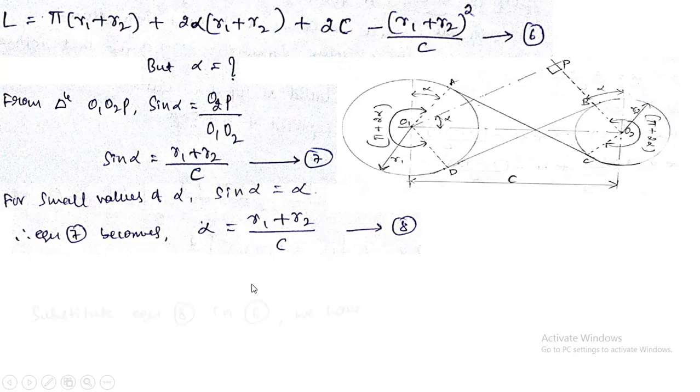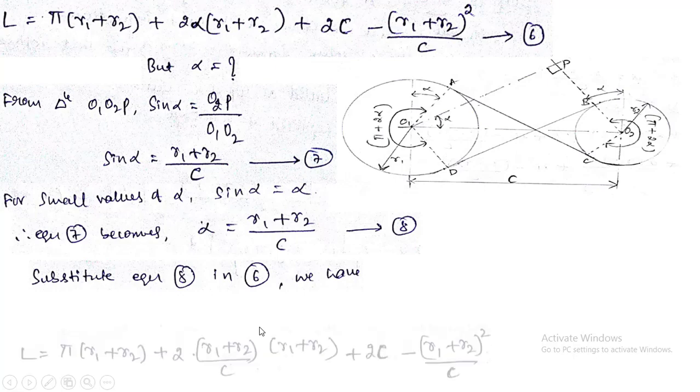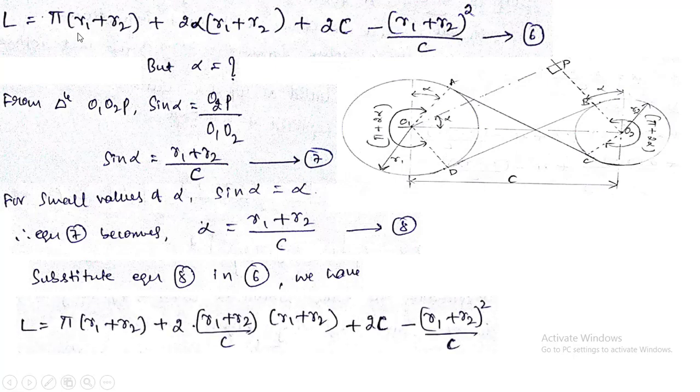So then equation number 6. Substitute equation number 8 in equation number 6. Next, I will show you the substitution here. So this will be written as it is, pi into (R1 plus R2). Next, this again 2, instead of alpha I will write (R1 plus R2) divided by C, and I will write the remaining thing (R1 plus R2) here, plus 2C. I will write again as it is, minus, and we will write the remaining term (R1 plus R2) whole square divided by C. I will substitute as it is.